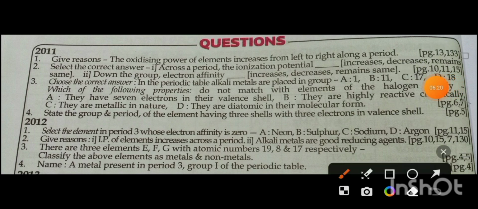Last question. Name a metal present in period 3, group 1 of the periodic table. So what is the answer for this? Obviously sodium. Sodium is in period 3 and it comes in group 1.